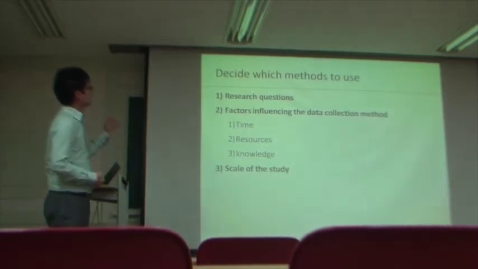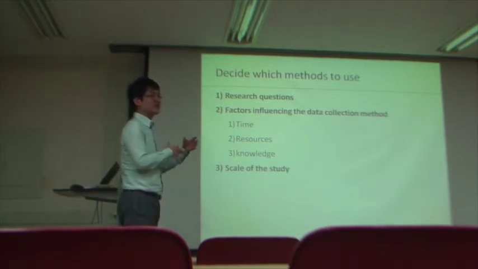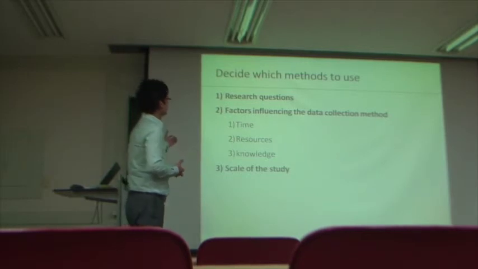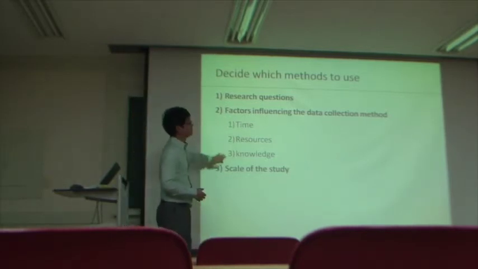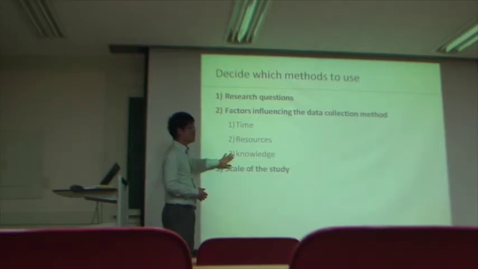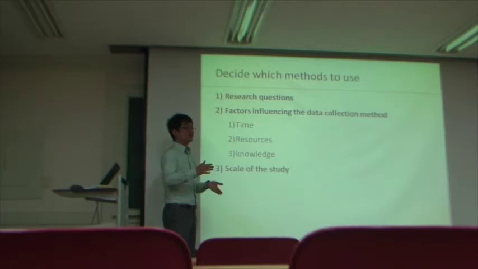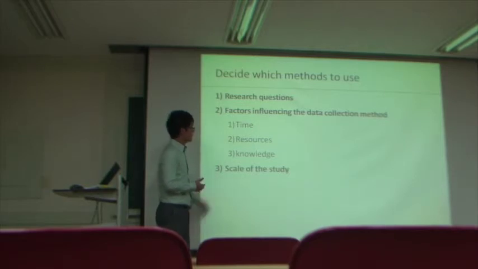So actually the research questions and hypothesis will influence the way that you collect data. They will also influence your data collection methods. The first factor, of course, is time, resources, and knowledge. Sometimes if you don't have knowledge about the specific methods, then you're not going to touch that. Sometimes you don't have money. Sometimes you only have money to support 10 observations. That will influence the methods, and also the time and scale of the study.